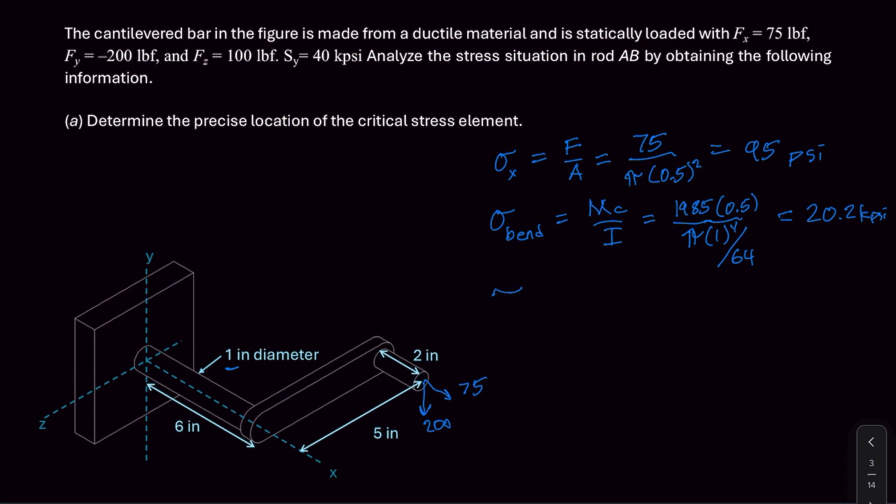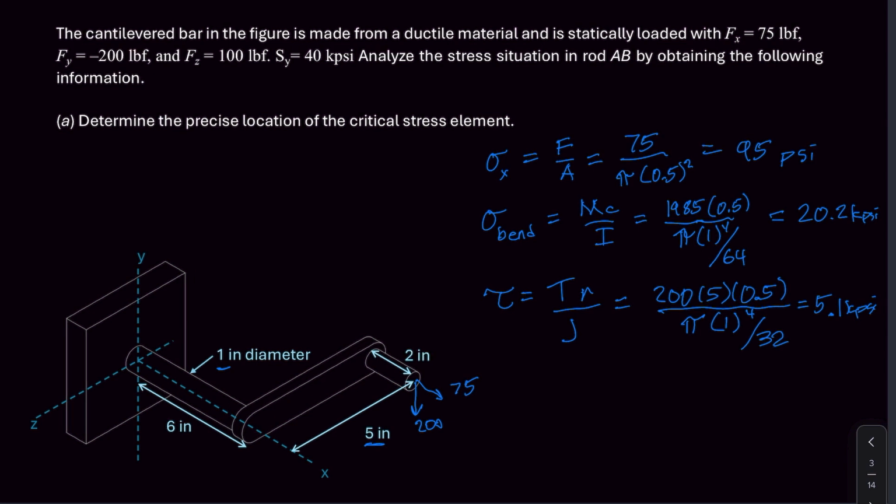And then the final stress we need to calculate is our torsion. So this is going to be equal to Tr or Tc over J, depending on what book you look at for the formula. So in this case, our torque is going to be equal to the 200 pounds, and the moment arm there is 5 inches. Our radius is 0.5 inches, and this is going to be all over pi d to the fourth. So our diameter is 1, so 1 to the fourth, all over 32. And that will be equal to 5.1 kpsi.